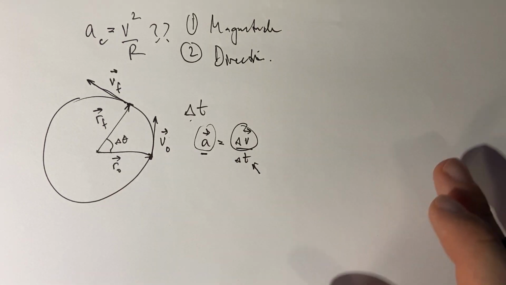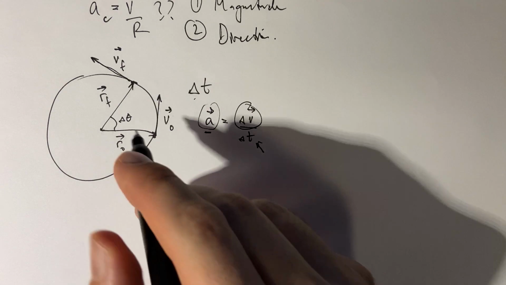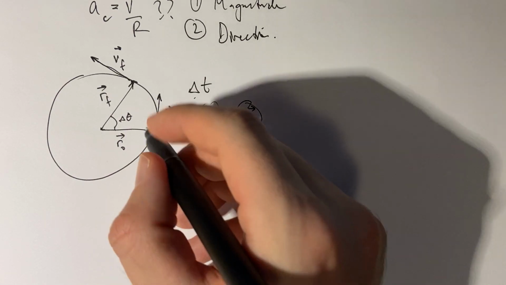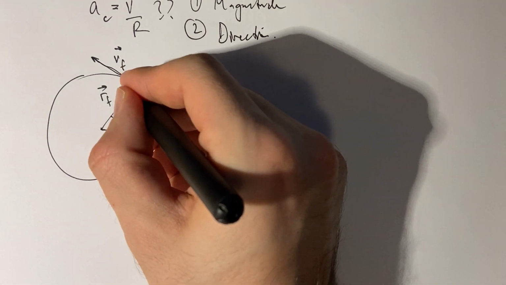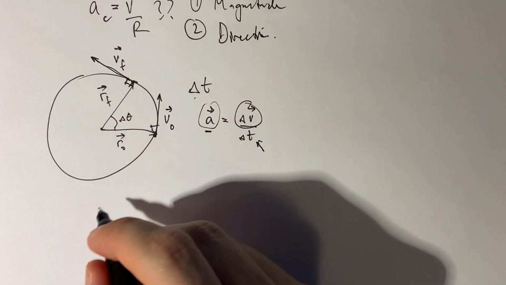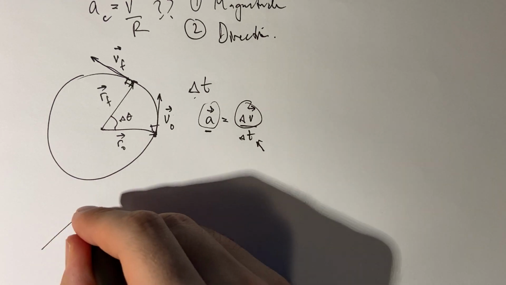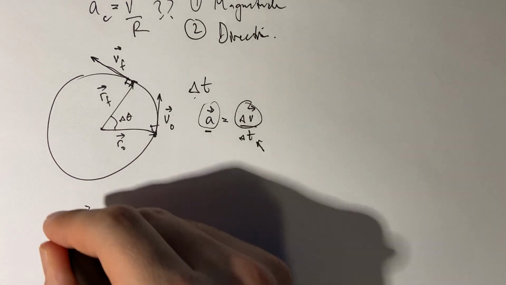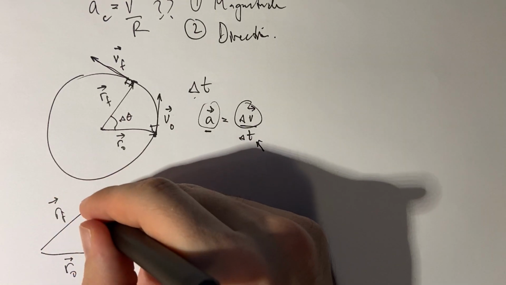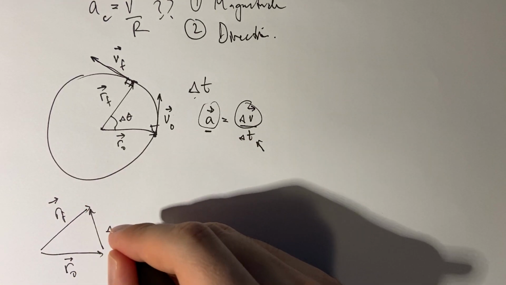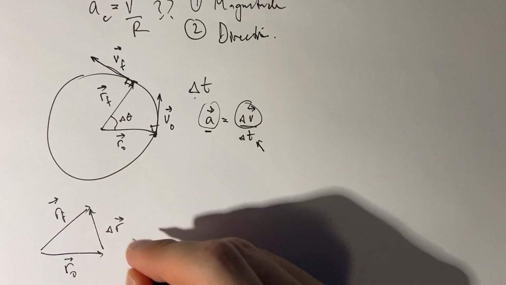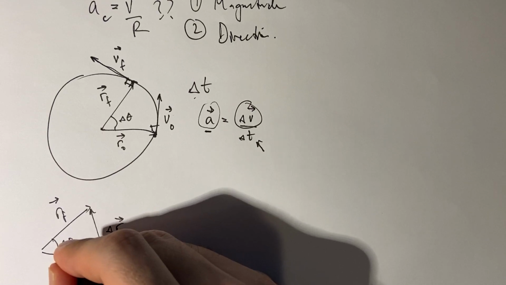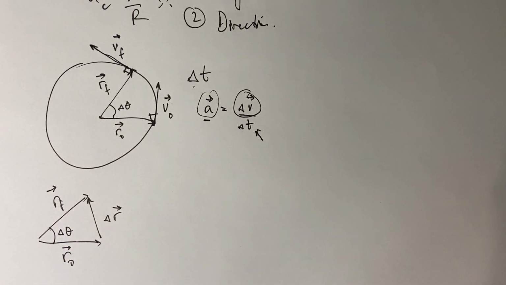Okay, so let's draw some triangles here. First of all, what's important to consider is that the velocity vector is always perpendicular to the position vector. So we can draw the triangle of the position vectors. First we have r0, we have rf, and then we have the resultant vector here. We can name it as delta r, and this is the displacement, of course. And then we have the delta theta, that's the angle that changes.